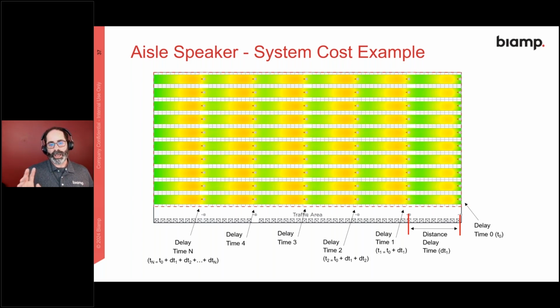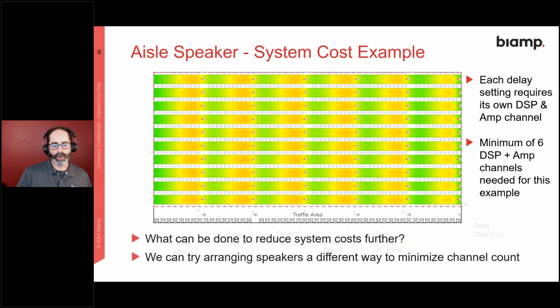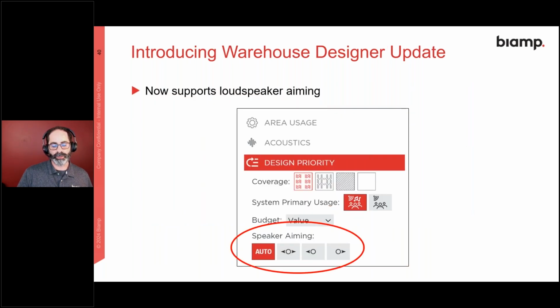But this also means, at minimum, I need to have an amp channel for each one of these delay positions. I might have several of those speakers using that channel and that delay, but each one of them has to have their own. So in this case, we would need at least 6 channels to accomplish this, right? And if there were higher power speakers, we might need more than that.